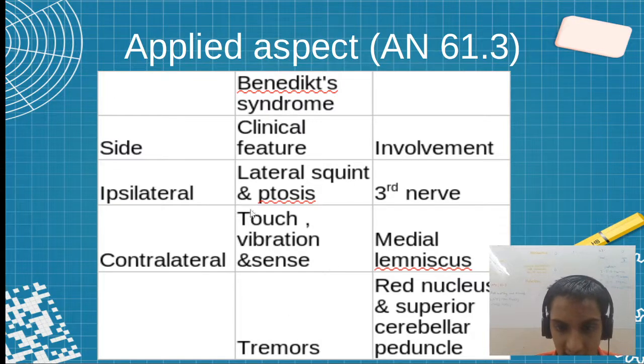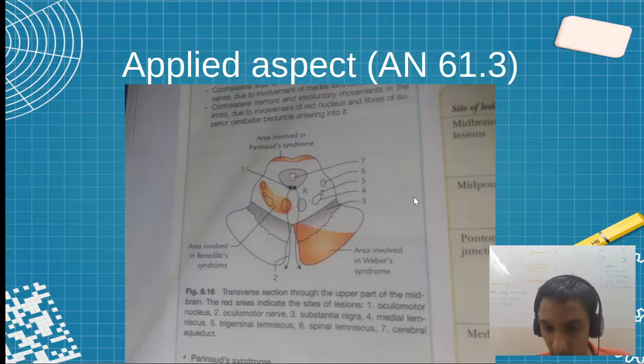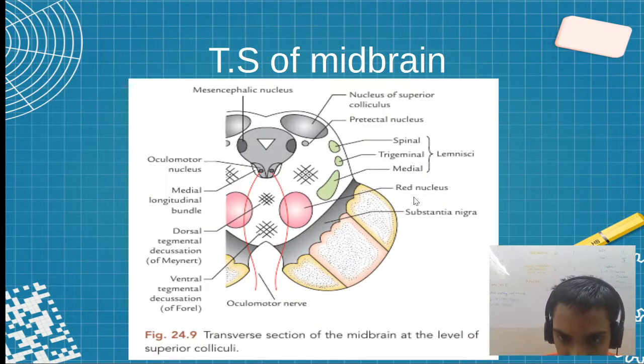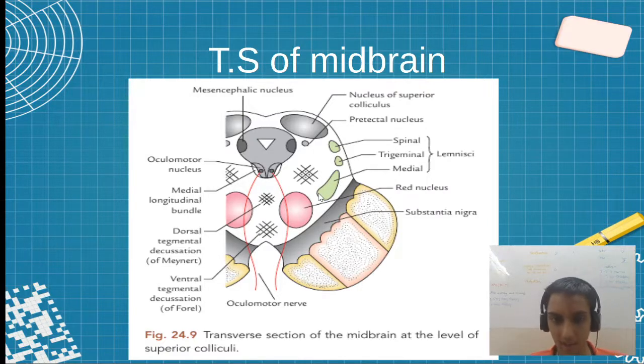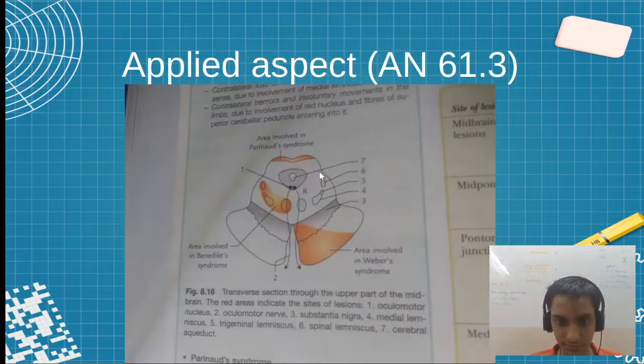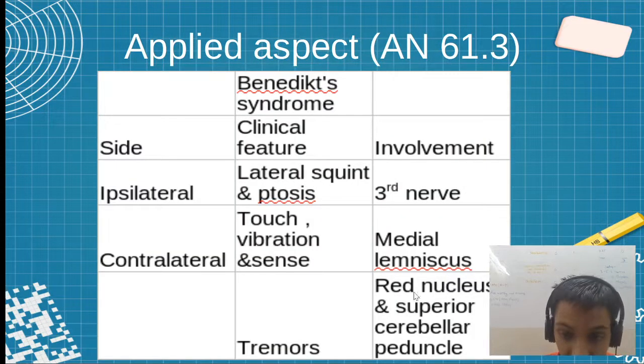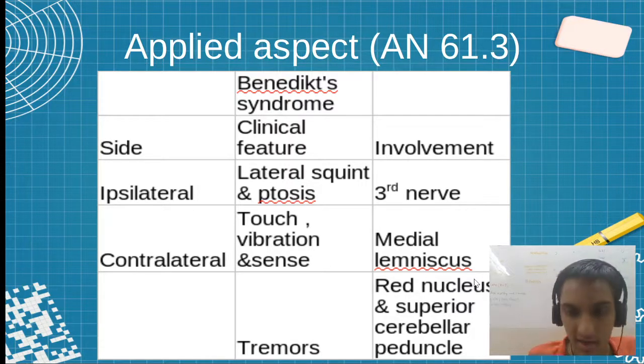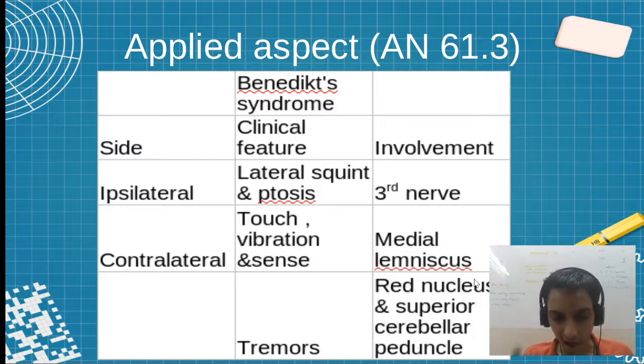Here it is basic sensations because of medial lemniscus. So we will try to locate this medial lemniscus. Here, this is medial lemniscus. Basic sensations will be lost because of damage to medial lemniscus. Right. And tremors due to red nucleus and superior cerebellar peduncle. Remember as RSCP. RSCP. R as in red, SCP is what? Superior cerebellar peduncle. Okay, so this is Weber syndrome and Benedict syndrome.